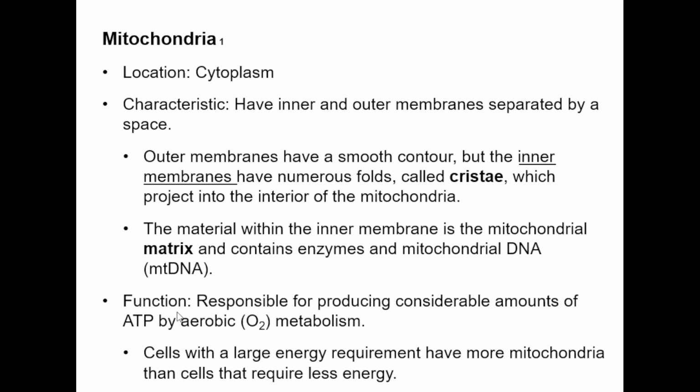So why is it called the powerhouse of the cell? Because it is responsible for producing ATP. And what is the process of ATP production in the mitochondria? It's called aerobic metabolism. Do not forget that. It will be asked. It's called aerobic metabolism. Why aerobic? Because it uses oxygen. Okay, it uses oxygen to produce ATP.